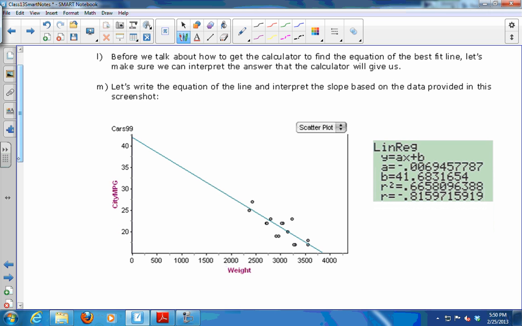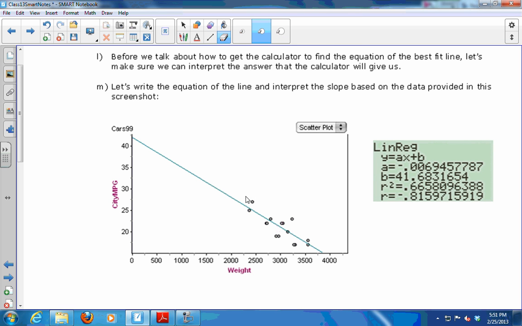So before we talk about how to get the calculator to tell us the equation of this line, we're just going to be able to interpret what the calculator gives us. We're not going to come up with the equation of the best fit line by hand. The calculator is going to do it for us. Again, what the calculator does is it draws in all the distances from the points to the line for every possible line, and it chooses the line that minimizes the sum of all the distances. So it chooses really the very best line to fit all the data.